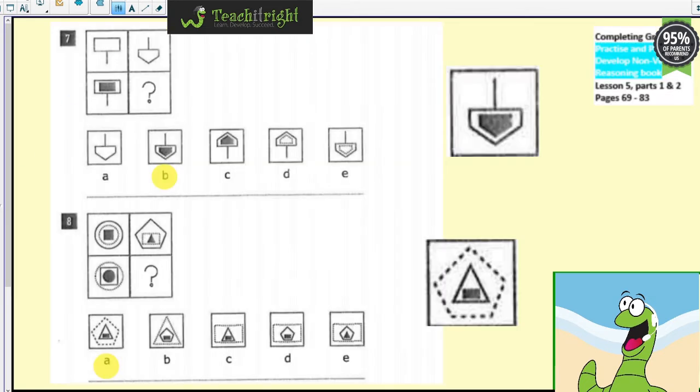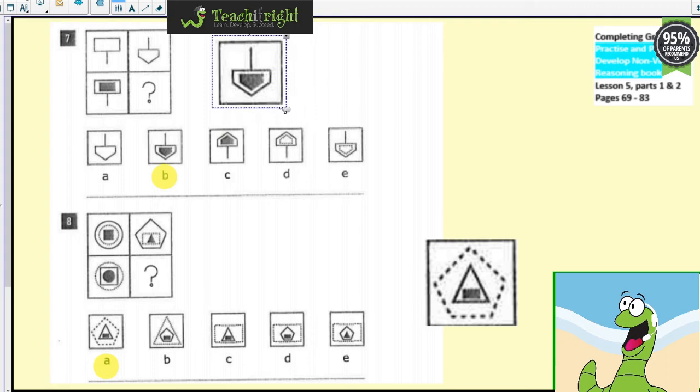Number 7, again, I just put this into place here. You can see we've kept the same features as the top one. We just have a smaller shaded version in the middle. So it's exactly the same as this, but with a shaded smaller outline in the center. That's why it's option B.